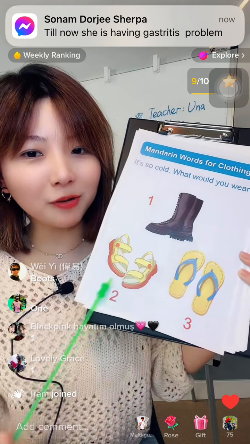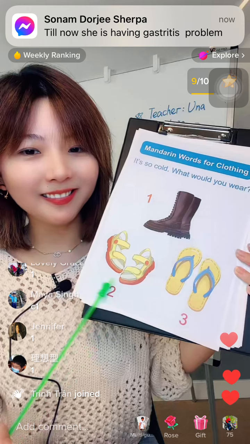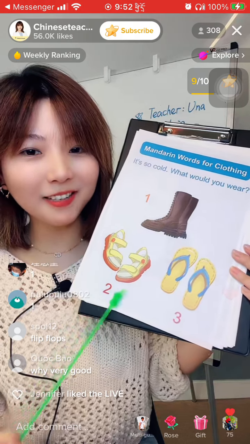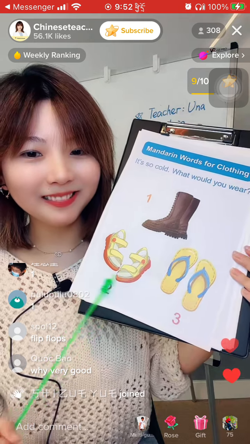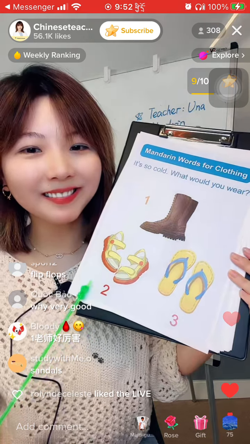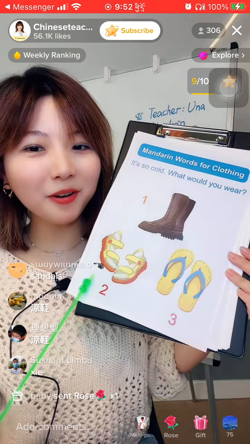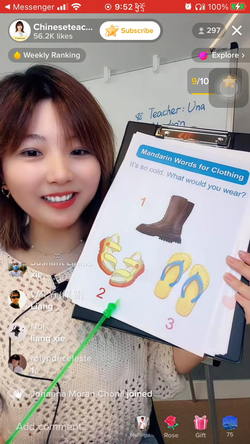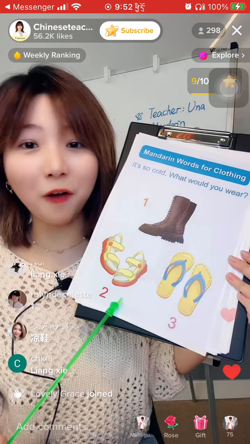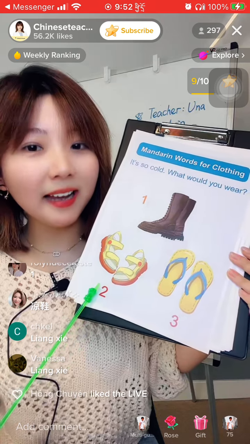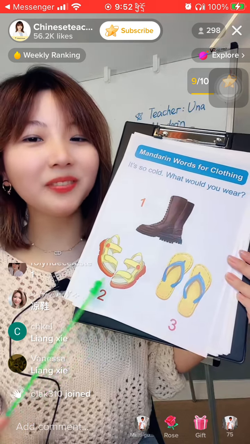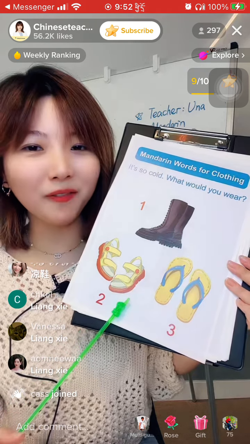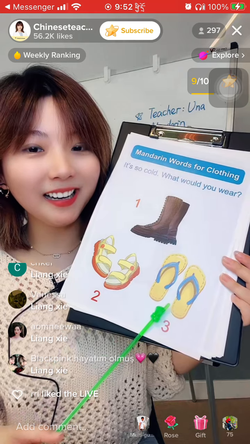Who can tell me what's the Mandarin word for number 2? Who can still remember that? We've learned that on Monday. The sandals. What's the Mandarin word? Who can tell me? 太棒了，非常好。Very good. 凉鞋，非常棒。凉鞋。Oh, that means you reviewed. Good job. 凉鞋, perfect.